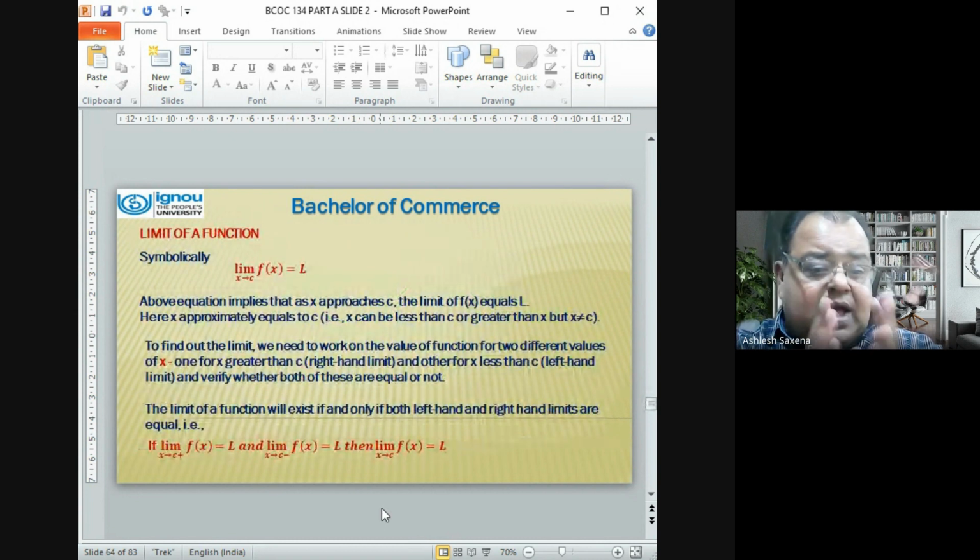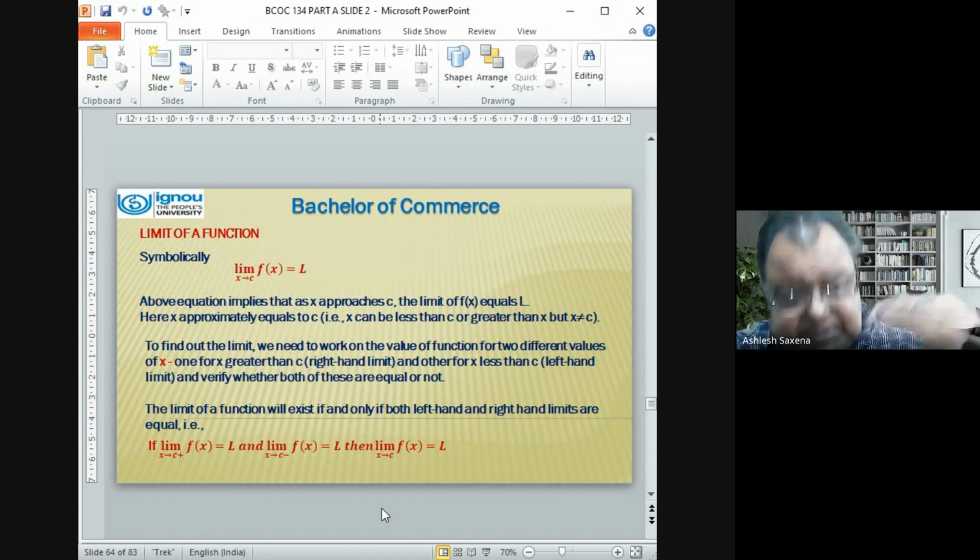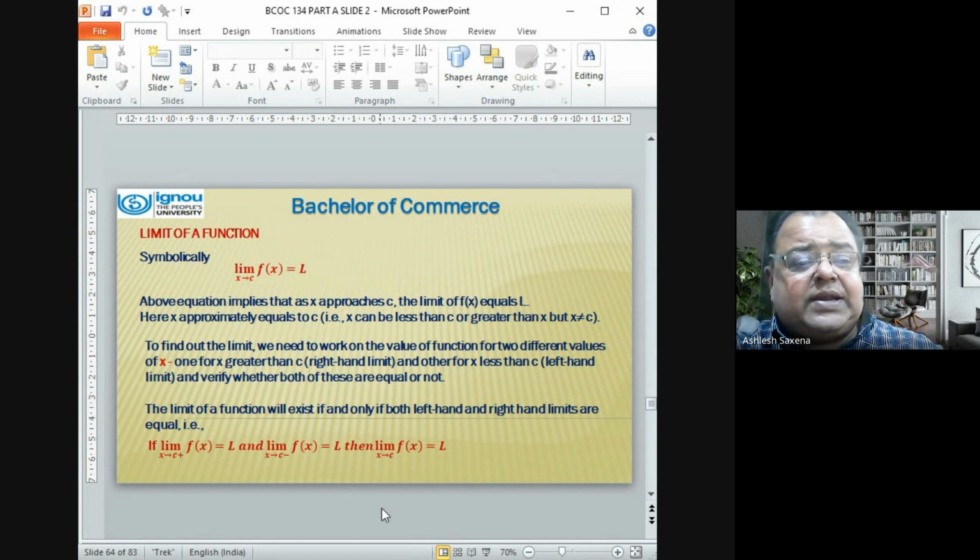Now comes the limit. Symbolically, as I told you, it is written as, now I've changed that notation, limit x tends to c, f(x) is equal to L. So now what does that actually mean? The above equation implies that as x approaches c, the limit of f(x) equals L. Here x is approximately equal to c, that is x can be less than c or greater than c, but x should not be equal to c.